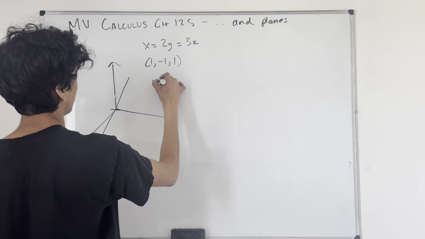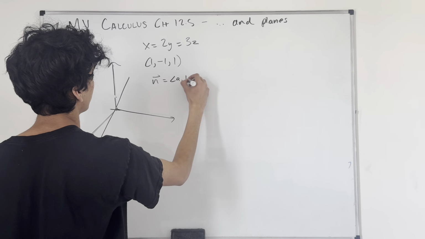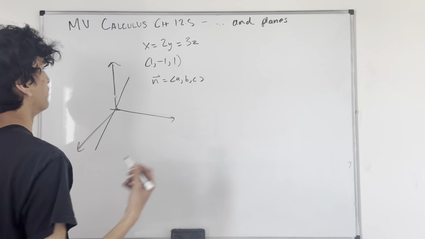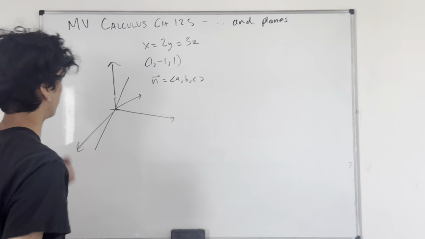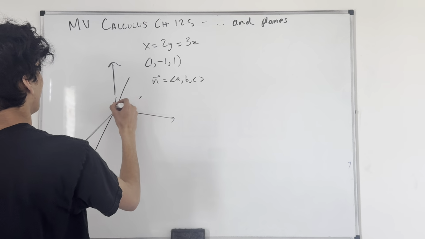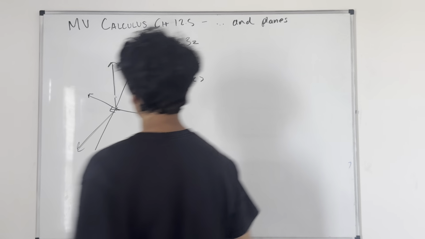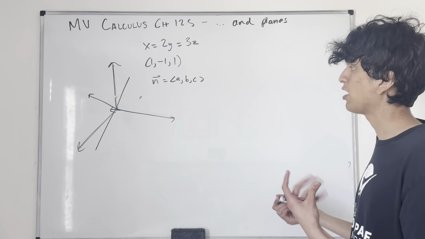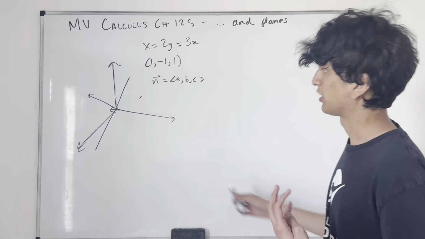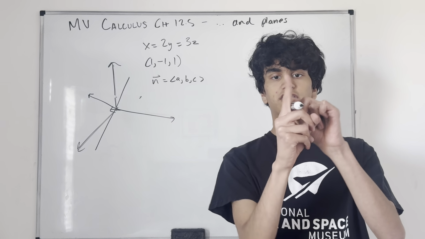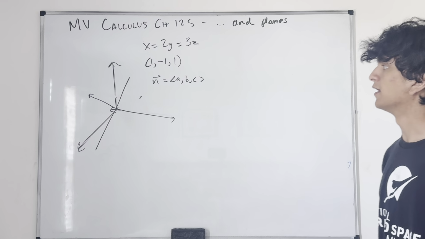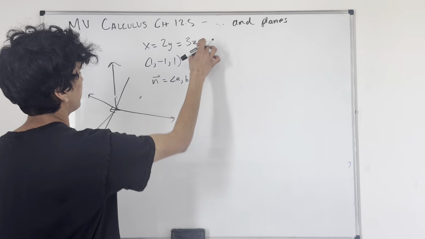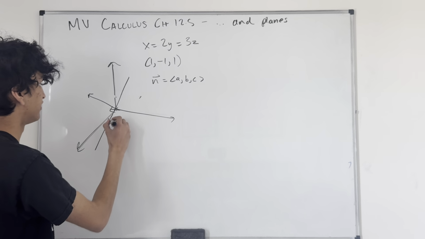So let's just say n equal to a, b, c. You just need to find some sort of vector n that is perpendicular to the line, and there are an infinite amount of vectors that are perpendicular to the line. Because if this was my line, I could just do a vector here, a vector here, a vector here. To find this vector, I'll say this a, b, c needs to be perpendicular to the vector that defines the line's direction.